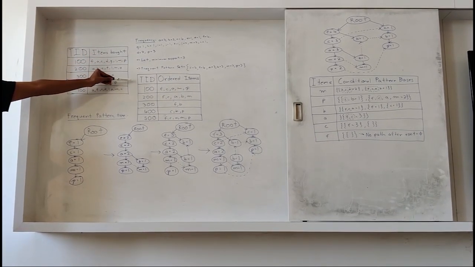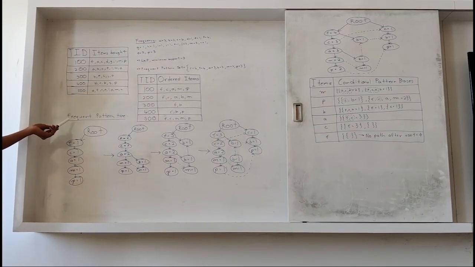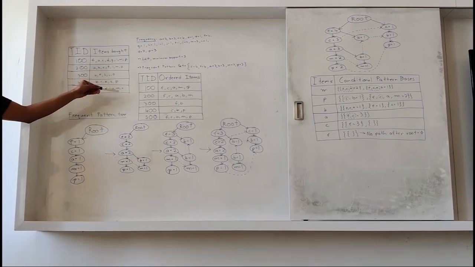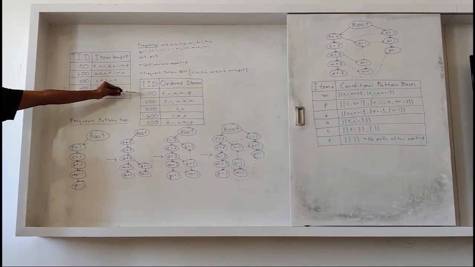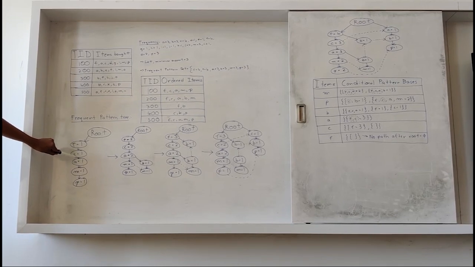Next, we create an ordered item set where we filter out all the items which are not included in the frequent pattern set. From here, we create a frequent pattern tree where we iterate over each of the ordered item sets to create a tree. In the first iteration, FCA, and we increment its count as we go down the path.